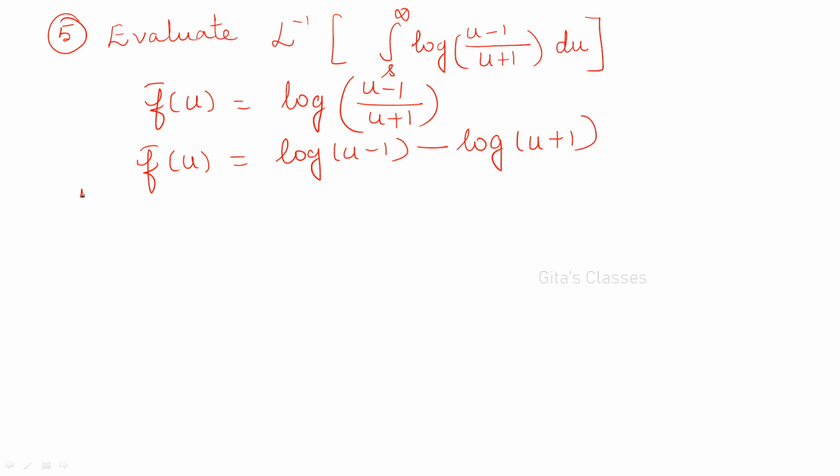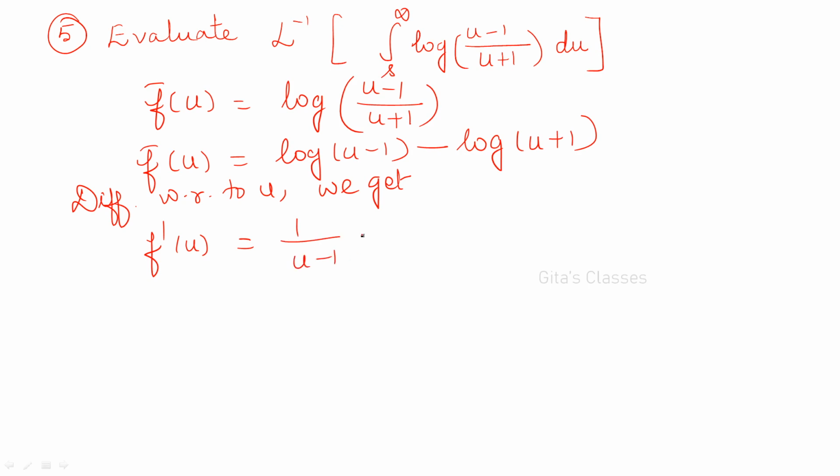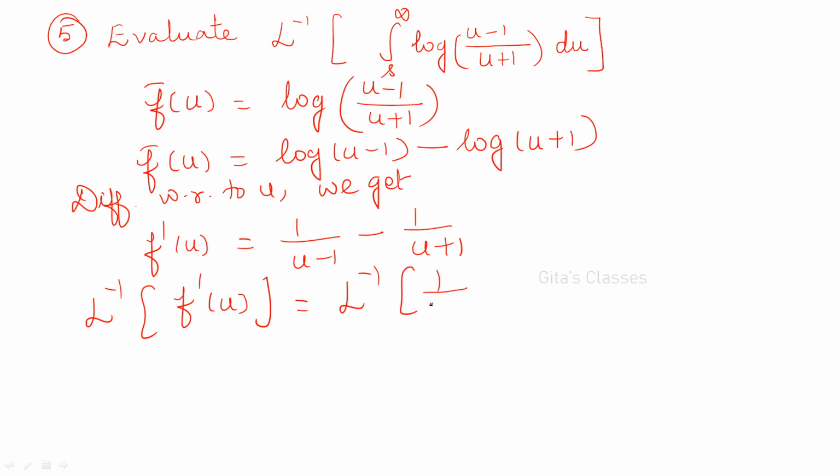So if you differentiate on both sides, differentiating with respect to u, on both sides we get f dash of u is equal to 1 by u minus 1 minus 1 by u plus 1. Right? So L inverse of f dash of u is equal to L inverse of 1 by u minus 1. In the place of s, I am using u, that's all. So 1 by u plus 1.